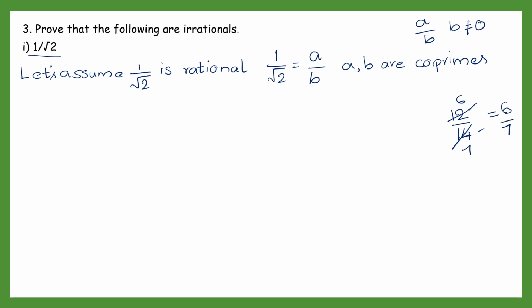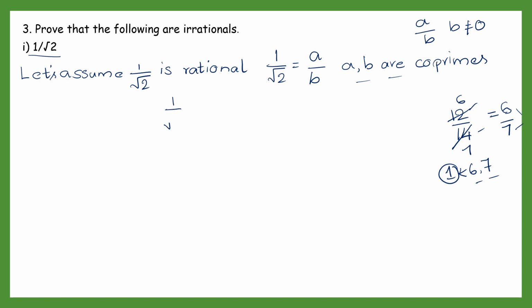6 by 7 are co-prime numbers. That means these two do not have any common factor other than 1. 6 and 7 have only one common factor, that is 1. Such numbers are called co-prime numbers. So, here also 1 by root 2 is expressed as a by b, where a and b are co-primes. Similarly, here also you are expressing 1 by root 2 as a by b, where a and b are co-primes.